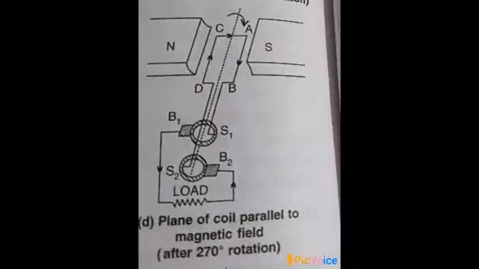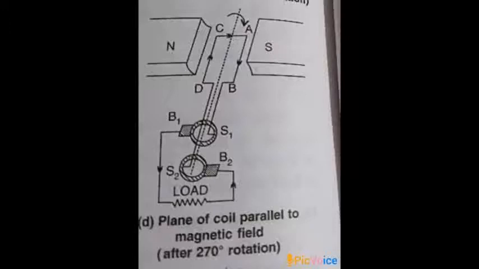Now CD which was down will come up and AB which was up will come down. Again it will become parallel to the plane. But what is the difference now? Where AB was there CD has come, and where CD was there AB has come. See the figure carefully. Now the coil is DCAB in this position. This is different to that position ABCD what we had after 90 degrees.